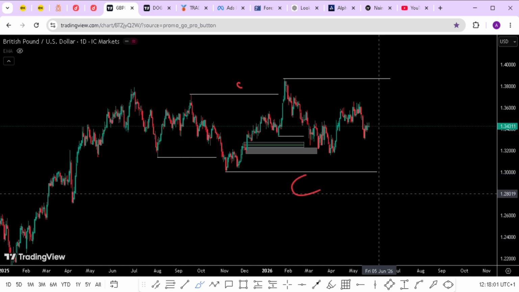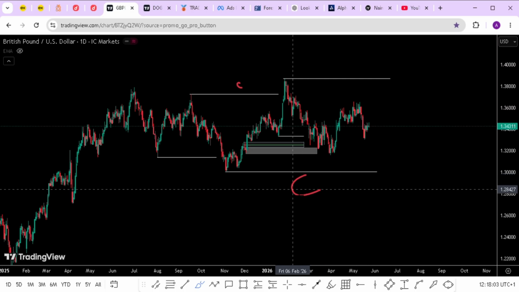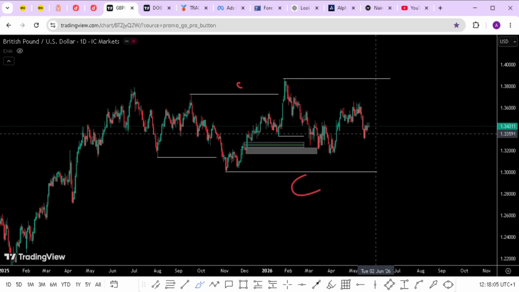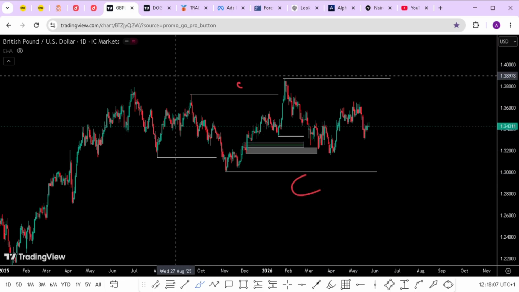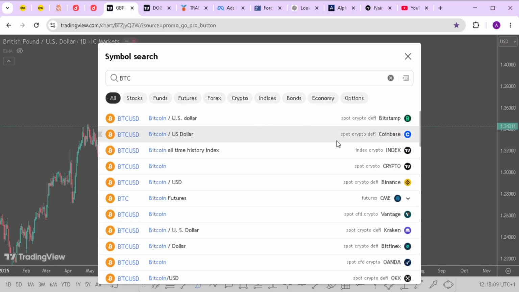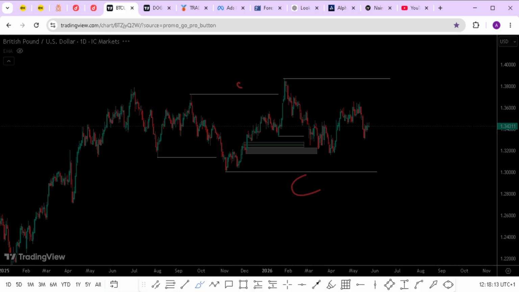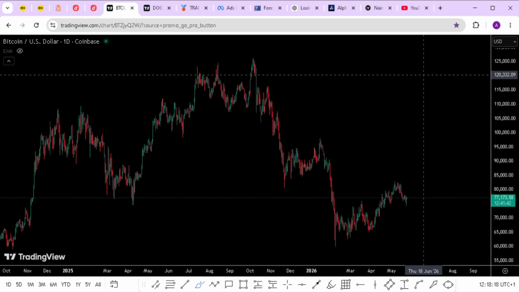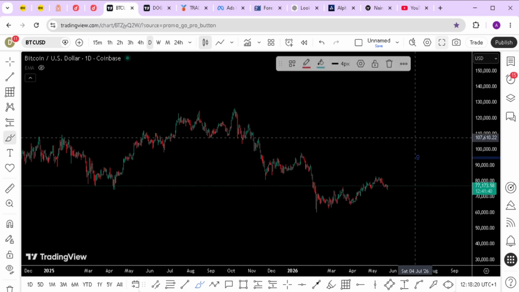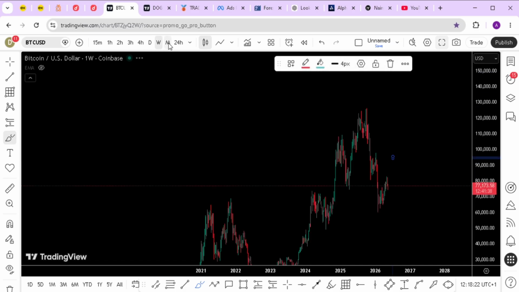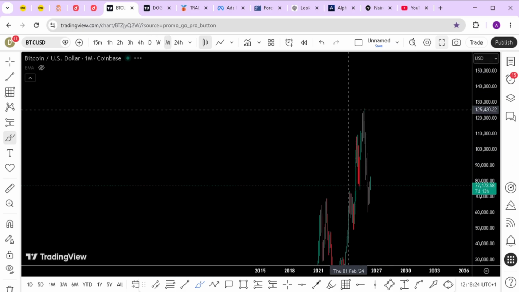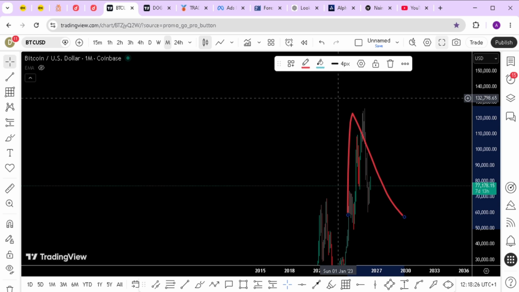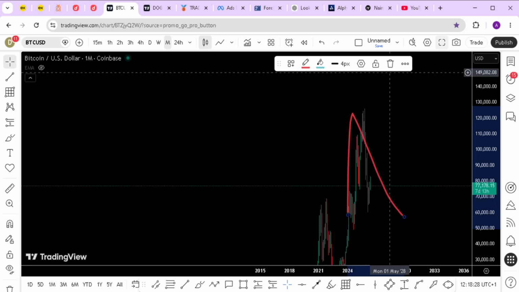So we can check Bitcoin. A lot of people are saying different kinds of things on BTC, but it's not about what they say, it's just about what the market is saying. And I don't go by what people say, I go by what the market says. So if you look at it this way, we can check weekly time frame. Okay, let's check monthly time frame also and see what DXY and Bitcoin are likely going to be doing.